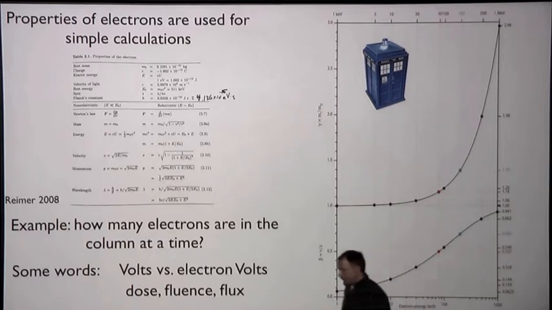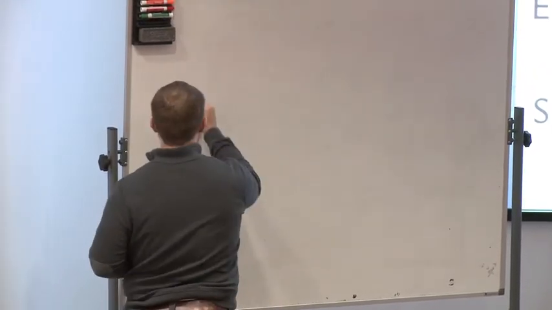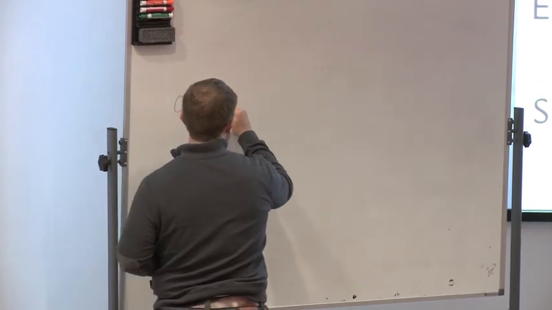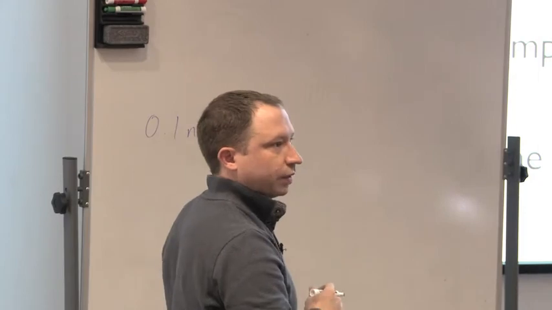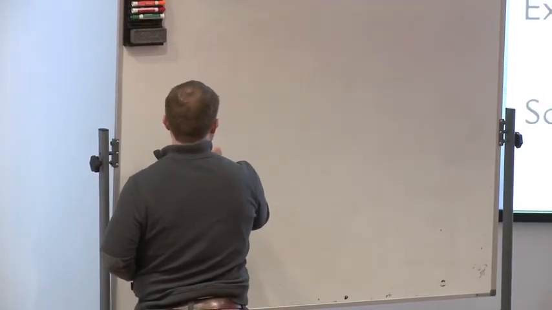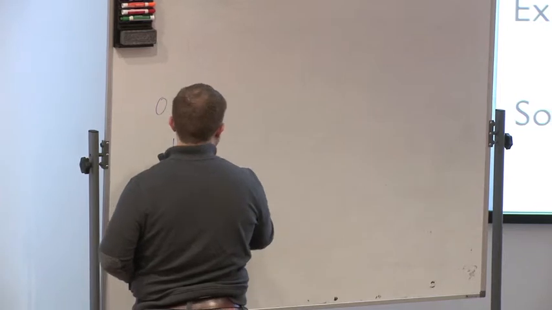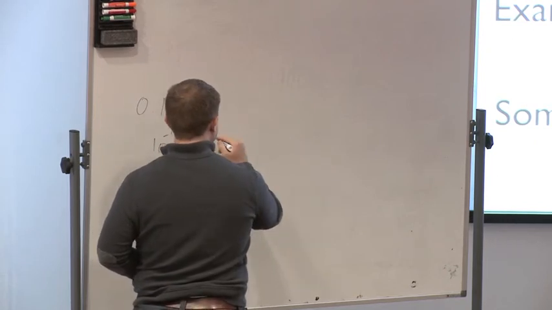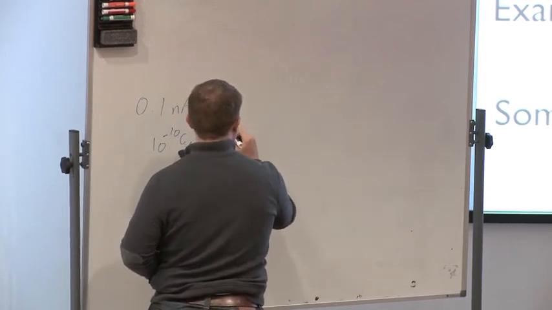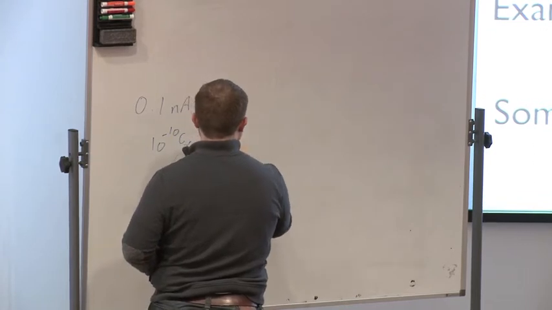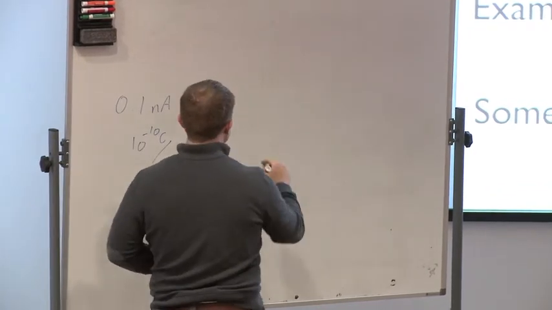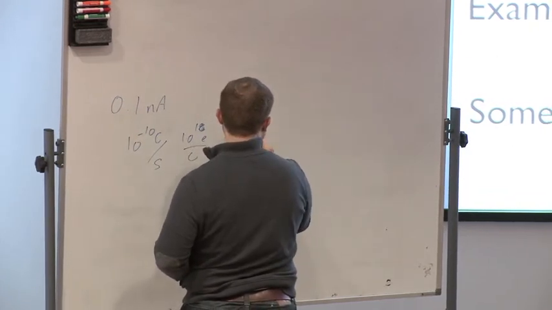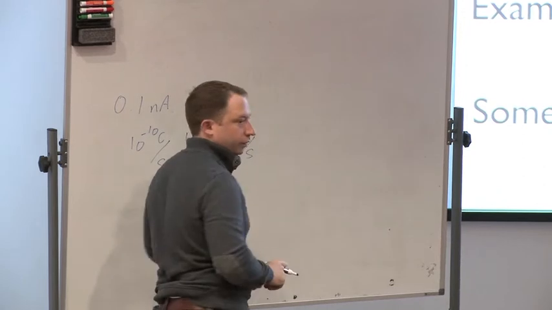There's an interesting experiment to think about, which is how many electrons are in an electron microscope column at any one time. So if I tell you that an electron microscope has about 0.1 nanoamps of current, that's a typical beam that you would make. So that's 10 to the minus 10 coulombs per second of electrons going through the column at a time. And there's 10 to the 18 electrons in a coulomb. So that's about 10 to the 8 electrons per second going through the column.